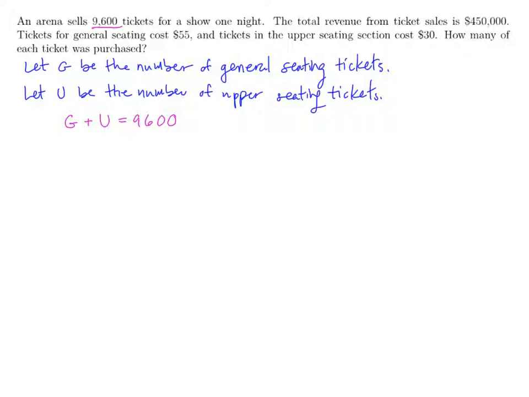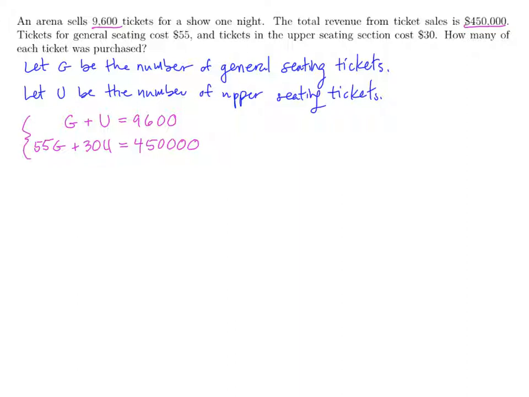Our second equation is going to come from the total revenue that we're told. We're told that that's $450,000. So the revenue from each of those types of tickets needs to sum up to $450,000. Since each general seating ticket costs $55, the revenue from general seating tickets will be 55 times each of those tickets sold. So we'll write that as 55G. Similarly, upper seating tickets are $30. So 30U will represent the revenue from all of the upper seating tickets. So our second equation in that system is 55G plus 30U equals 450,000.